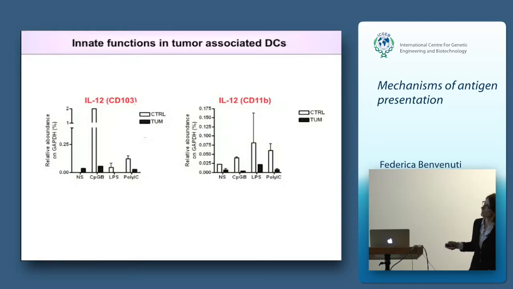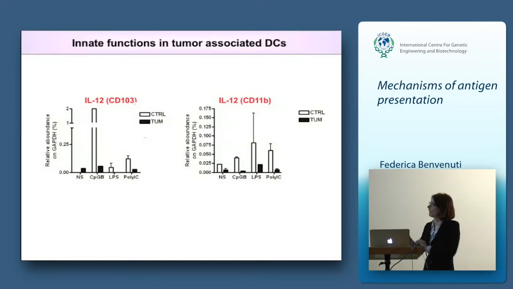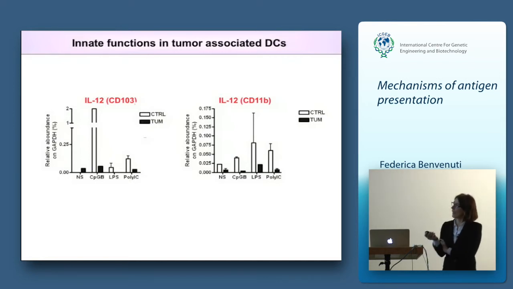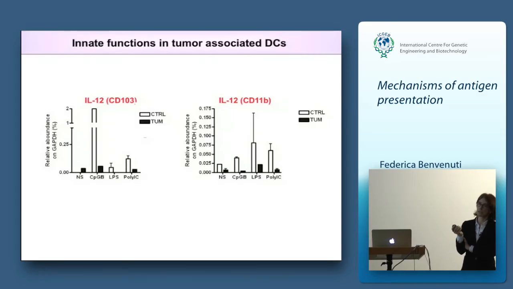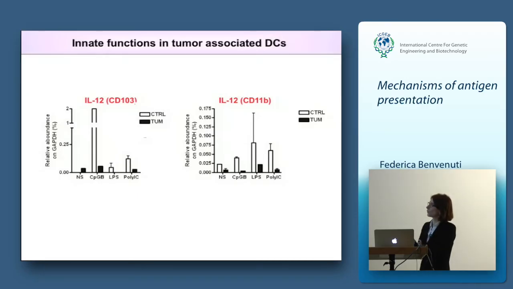And as you see, cells from healthy animals respond very well, but cells from tumor-bearing animals are really shut off in their capacity to respond to all three TLR agonists. And this is true for both CD103 and CD11b cells, although the levels of cytokines produced by the subsets are relatively different. And we are now analyzing other genes that we hypothesize may be responsible for the loss of the capacity to respond to TLR engagement.